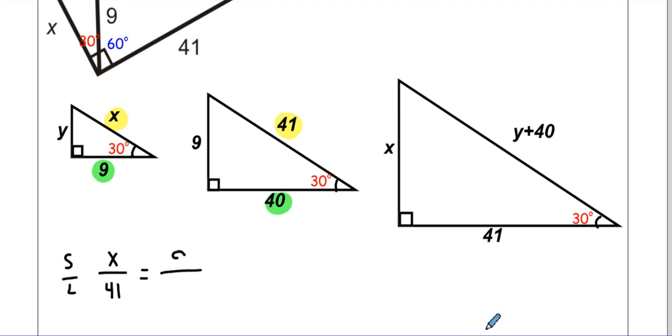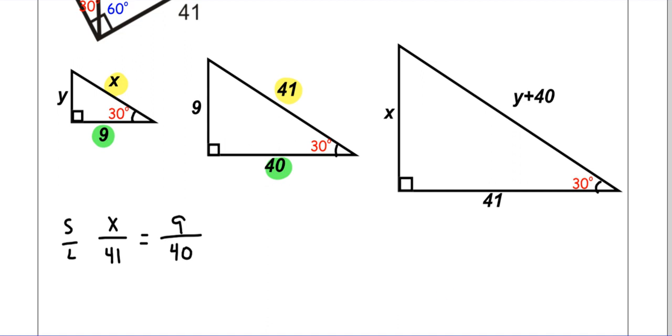Right, and so doing a little cross multiplication magic, 41 times 9 is equal to 40 times x. So we have cross multiplication here. 40 times x is equal to 41 times 9, 369.